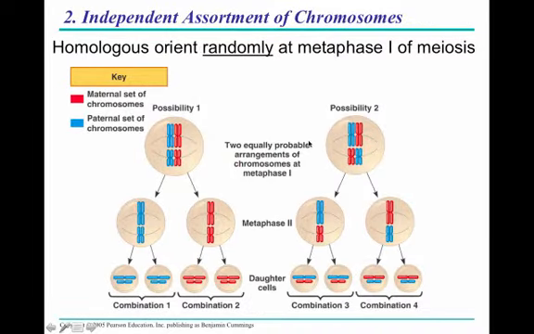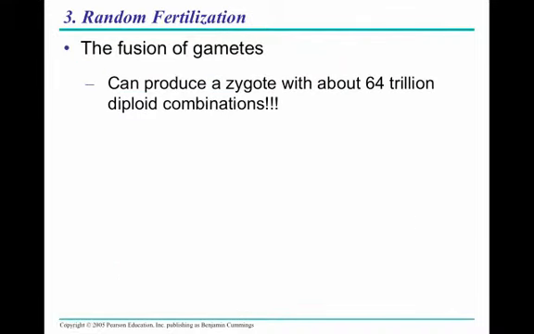Now you also have something called independent assortment. That is how the chromosome pairs line up on the metaphase plate. We can result in different combinations here, so take a look at that. And then finally, just the chance that that egg fuses with that sperm. That's a 1 in 64 trillion chance. So you, my friend, are not just 1 in a million like your mom and dad tell you. You're 1 in 64 trillion.